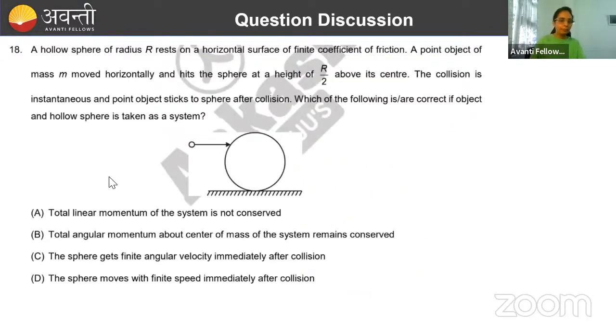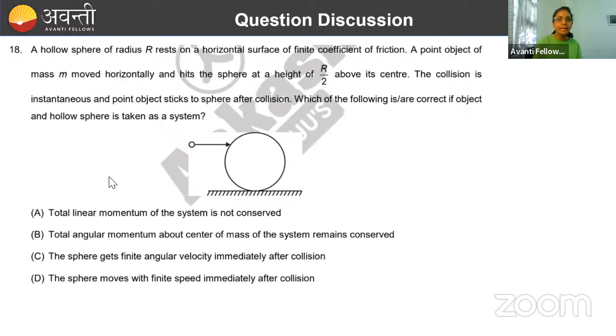Now let's come back to the question number 18. Question number 18 आपने आप में से कितने लोगों ने किया? You did question number 18. So let's discuss it. Question is actually easy. If you know the concept, you will be able to do this.